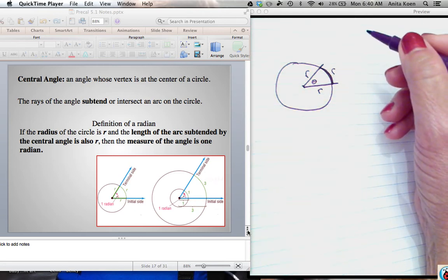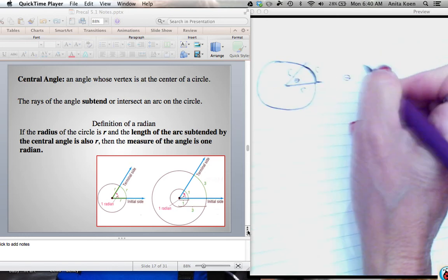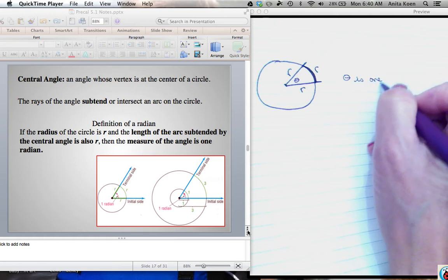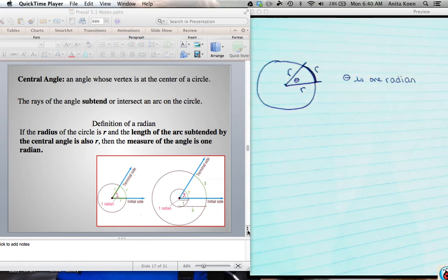then the measure of the angle, the measure of theta, is 1 radian. Okay, so if the radius of the circle is r and the length of the arc subtended by the central angle is also r, then the measure of the angle is 1 radian.